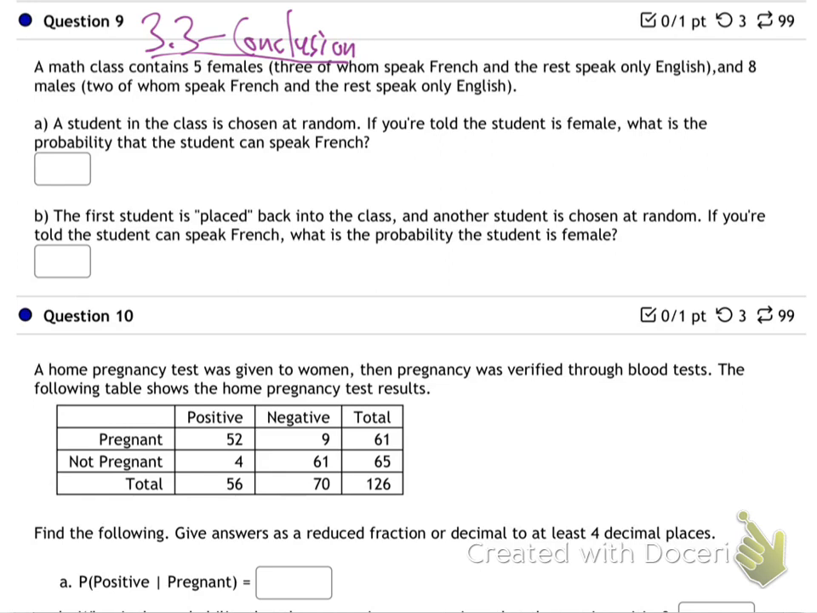A math class contains 5 females, 3 of whom speak French, and the rest speak only English, and 8 males, 2 of whom speak French, and the rest speak only English. A student in the class is chosen at random. You're told it's a female, what's the probability they speak French?